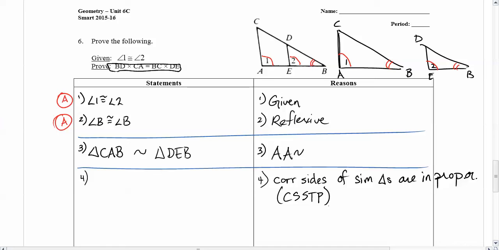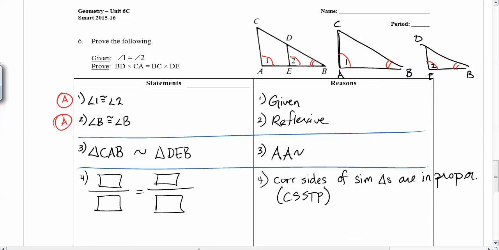CPCTC, the one from last semester, that one gets used in pretty much every geometry textbook. Okay, so that's what we're using. And then the question is, what proportion do we set up? So I need to set up something that says one side over another side equals one side over another side. Okay, well, let's look at the sides that are in what we're trying to prove.